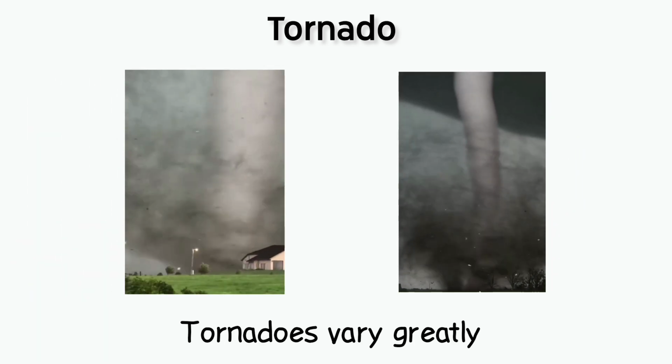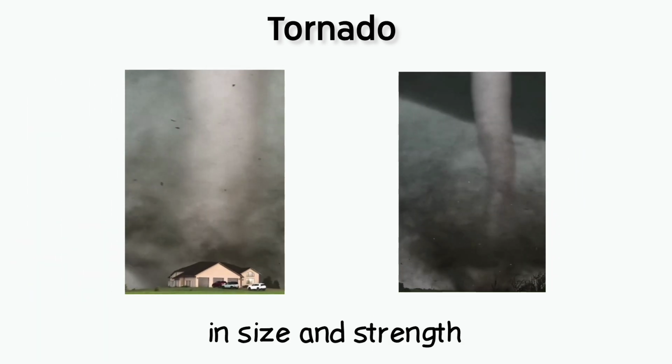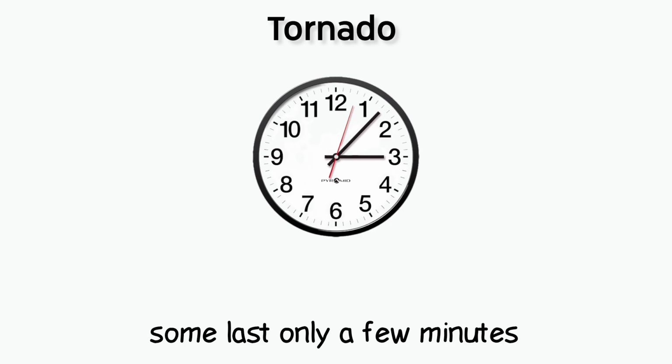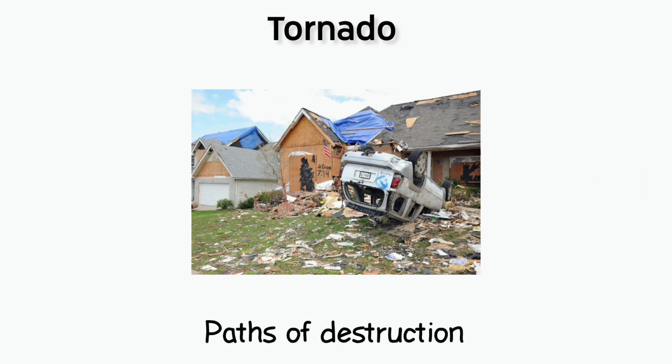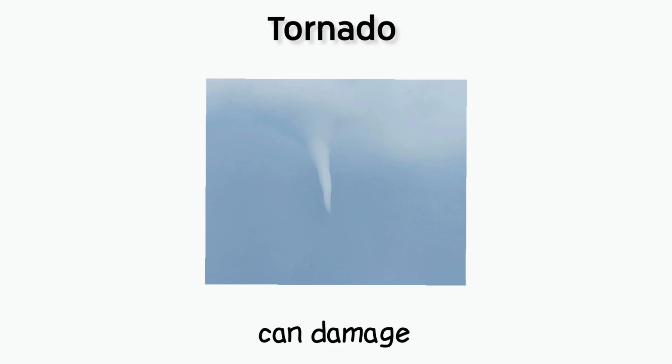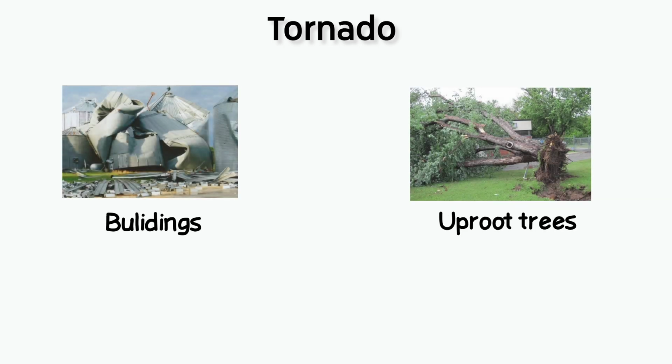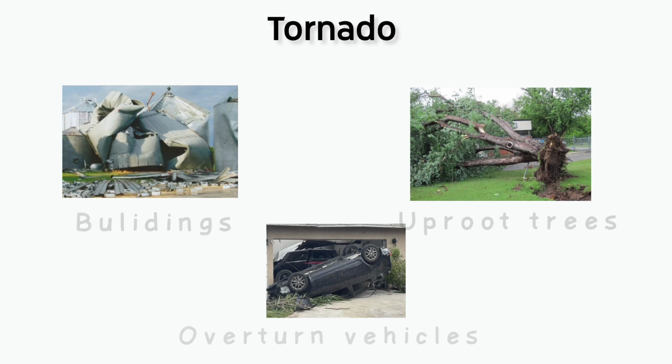Tornadoes vary greatly in size and strength. Some last only a few minutes, while others leave long paths of destruction. Even a relatively small tornado can damage buildings, uproot trees, and overturn vehicles.